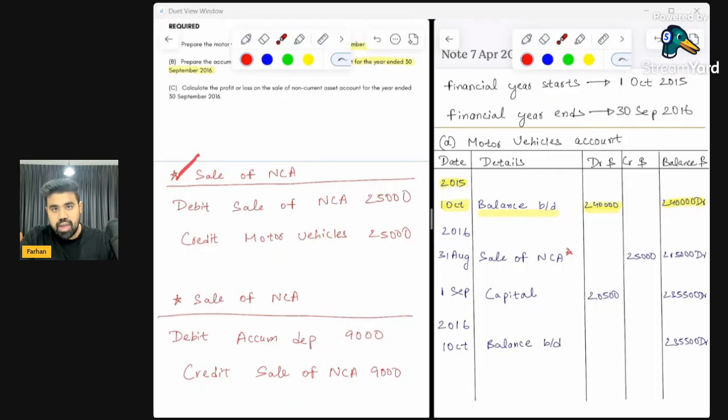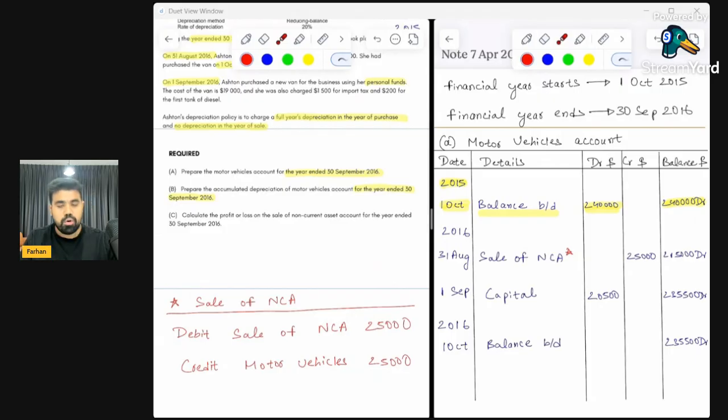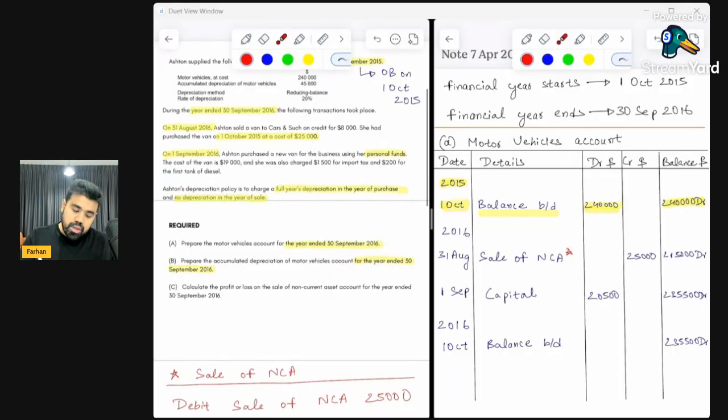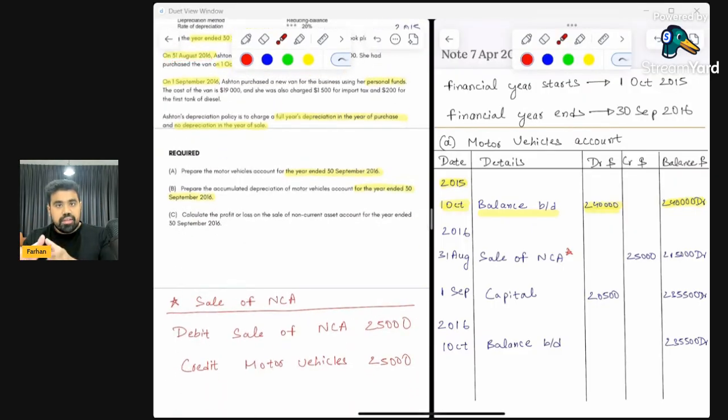So I need you to understand the journal entry for the sale of a non-current asset. How is the asset account affected when there is a sale of the non-current asset? We understand, based on the requirements in the question, that the van which we had sold on 31st of August 2016 had an original cost of $25,000.